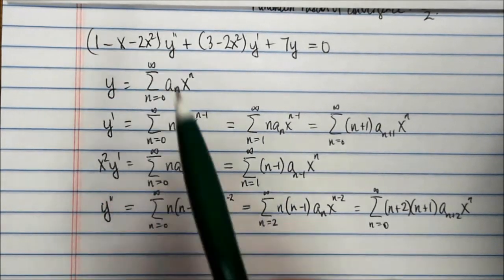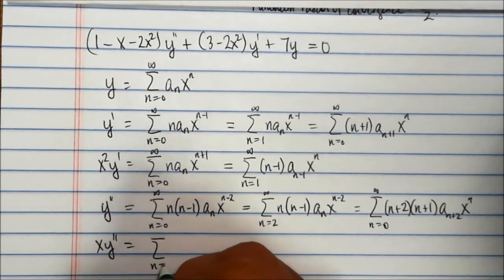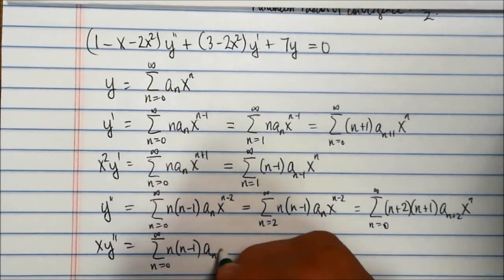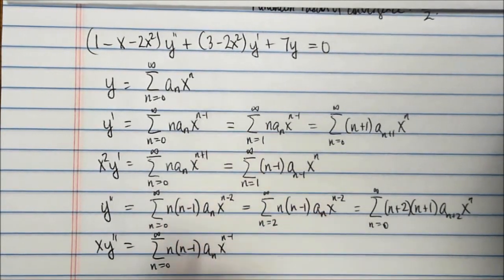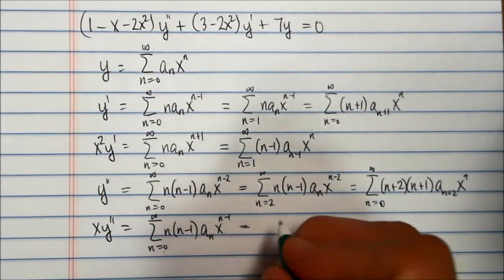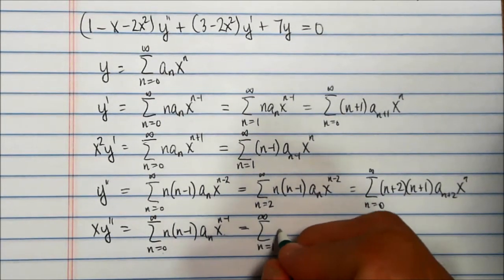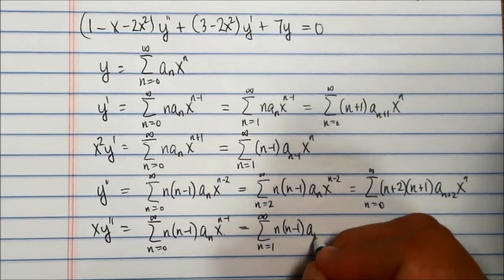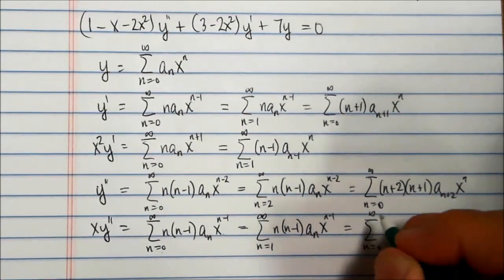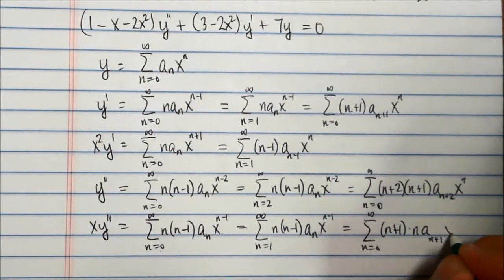Okay, next we have x times y double prime. So let's multiply it by x. So I get summation n equals 0 to infinity, n times n minus 1, a sub n x to the n minus 1. Okay, now I could hypothetically drop both the 0 and 1 terms, but I'm only going to drop the 0 term because I'm going to shift by one step. So n minus 1, a sub n x to the n minus 1. And then performing the shift, I get n plus 1 times n, a sub n plus 1, x to the n.